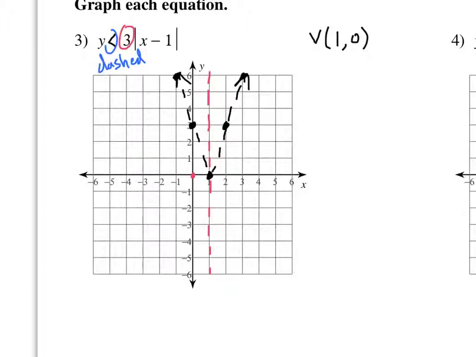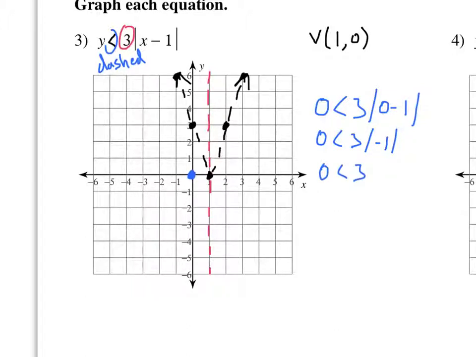What's a good test point for us? 0, 0 is a great test point. So we take our test point, 0, 0, and we plug it into the original inequality. So we have 0 is less than 3 times the absolute value of 0 minus 1. Well, what is 0 minus 1? So we have 3 times the absolute value of negative 1. What's the absolute value of negative 1? 1. So we have 3 times 1, which is 3. So is 0 less than 3?